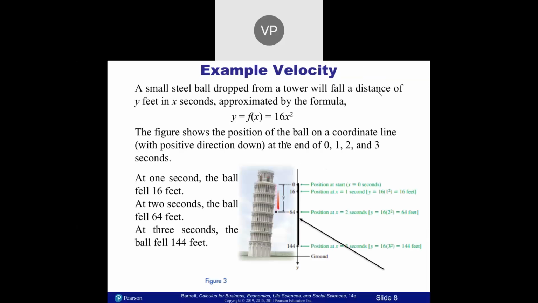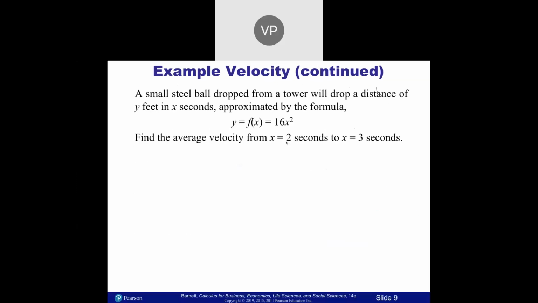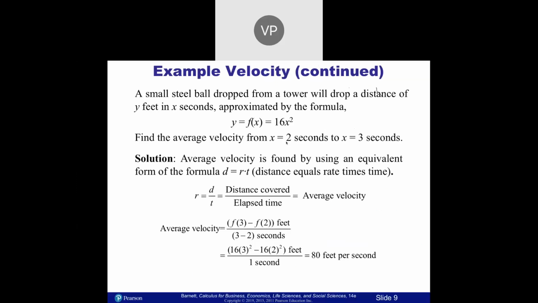Go back to that picture again. The difference right there, and you can even see it, is 80 feet. 144 minus 64, and how long did it take? It took 1 second. Now, if you didn't have this picture, you can still figure it all out doing exactly this: f of 3 minus f of 2, all over 3 minus 2. That is going to give us our average velocity, the same formula that I started with, and that's how we get the 80 feet per second.